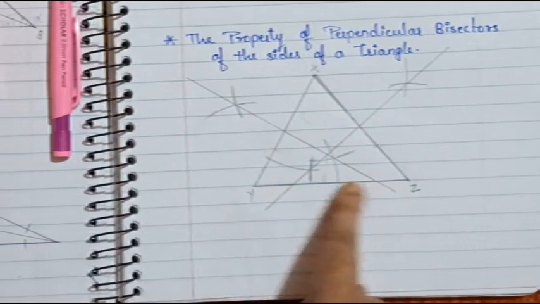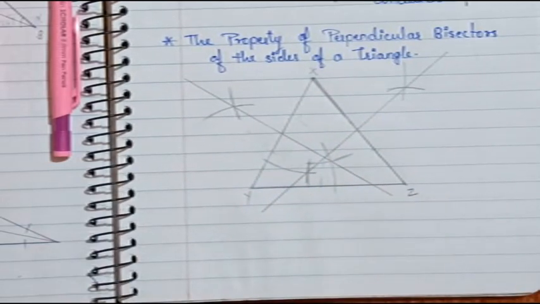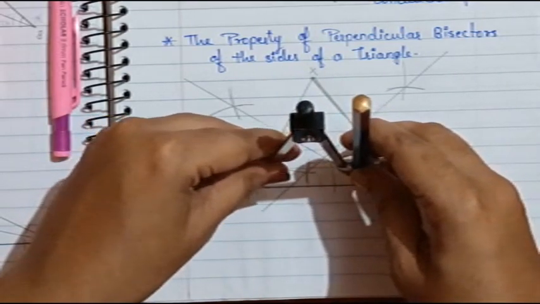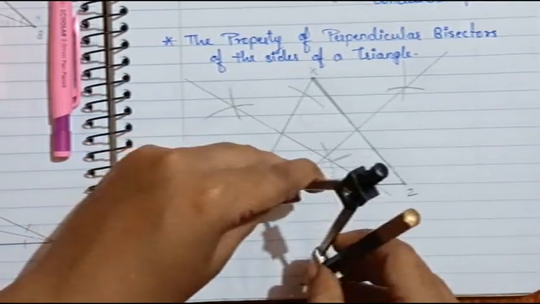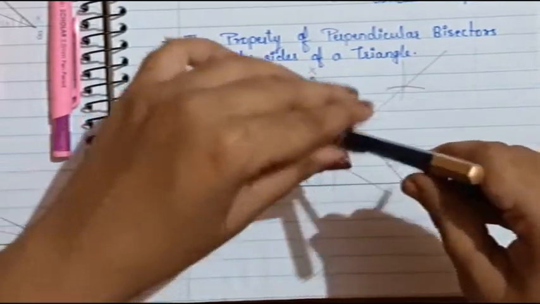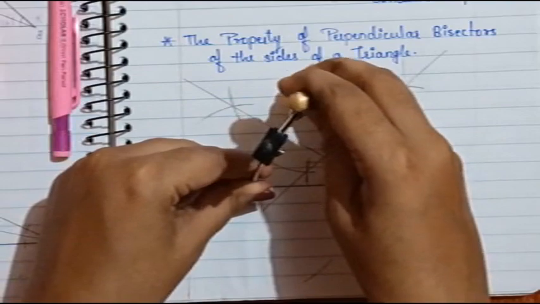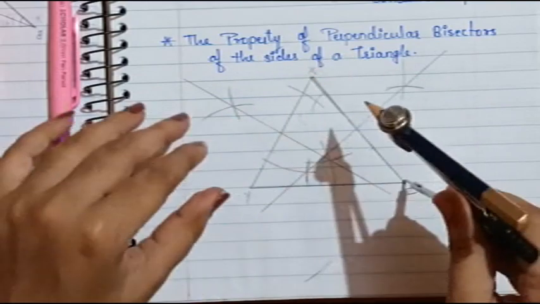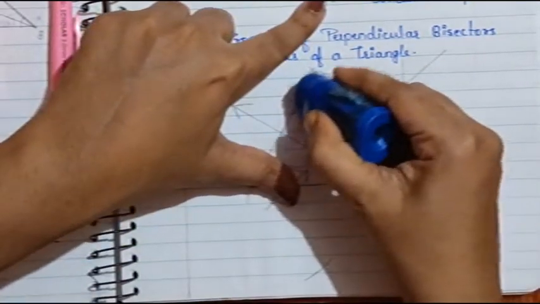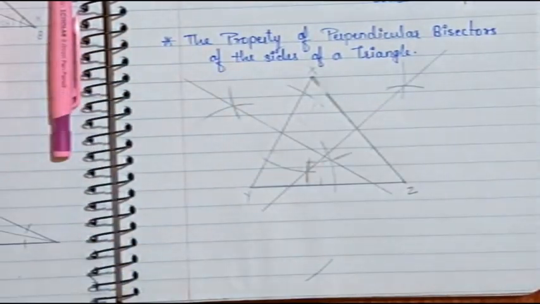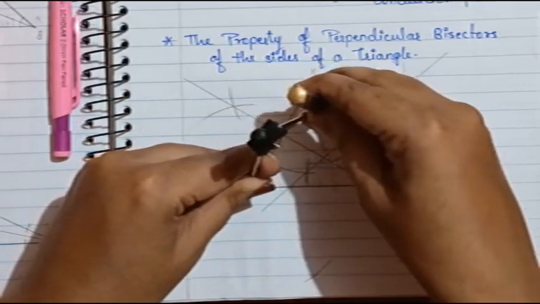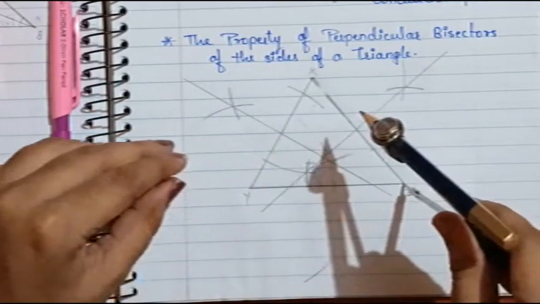Now we are going to bisect this side, YZ. Okay, so again I'll take a distance more than half. I have taken the distance more than half. I'll draw an arc here up and one arc below. Then from point Z, again I'll measure the distance. Okay, and again on point Z, this one is a bit messy. So again I'll take the distance. Okay, from here, and then from point Z.